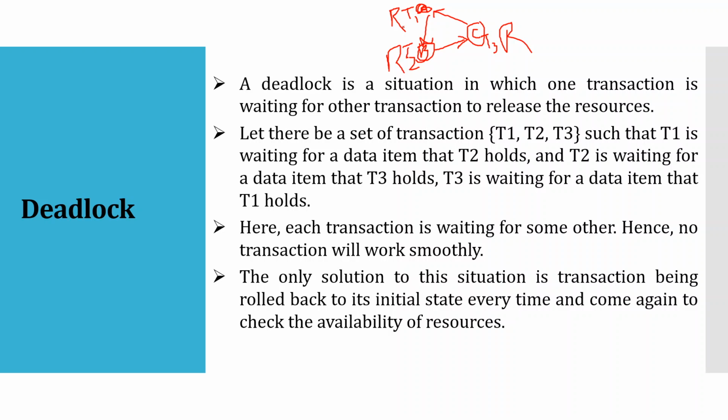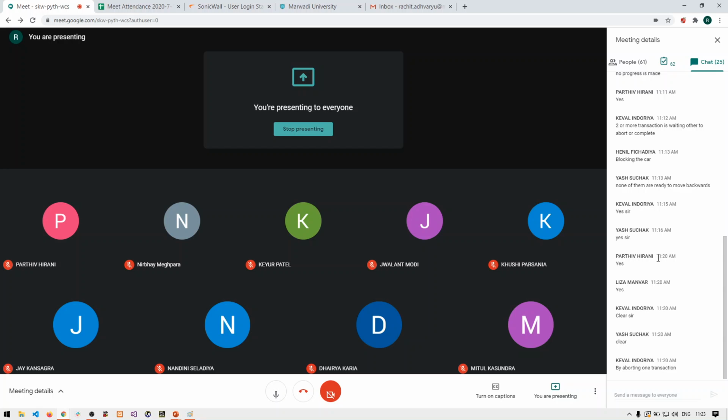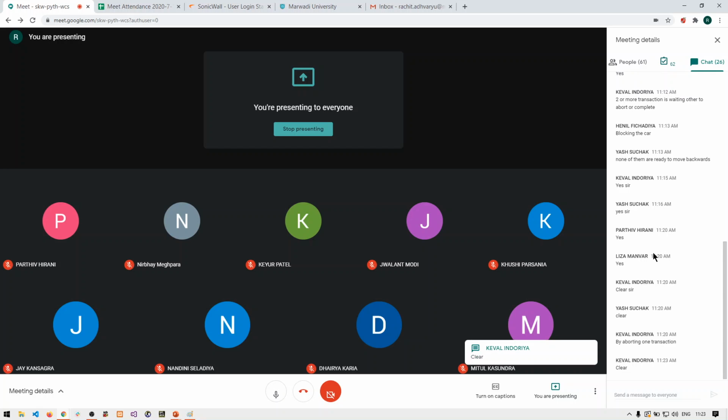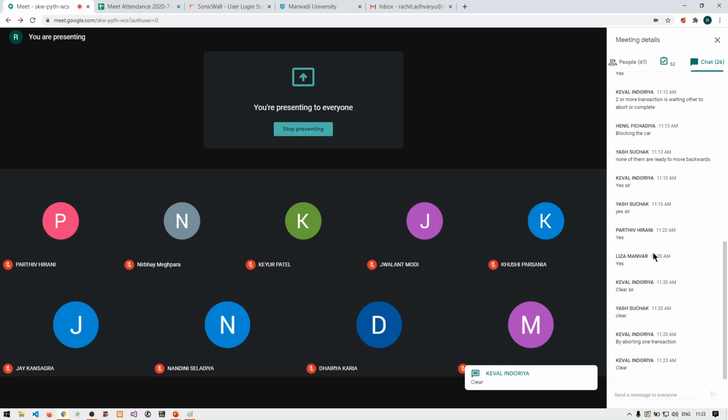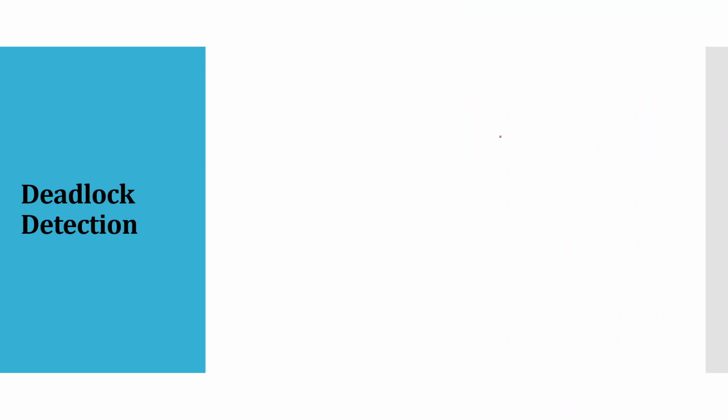Clear with this? You need to ask the particular transaction to either abort or roll back. Clear with this? Any doubts in this? Anyone? Either you will ask the transaction to abort or you will ask the transaction to roll back. Okay, then let's move ahead.